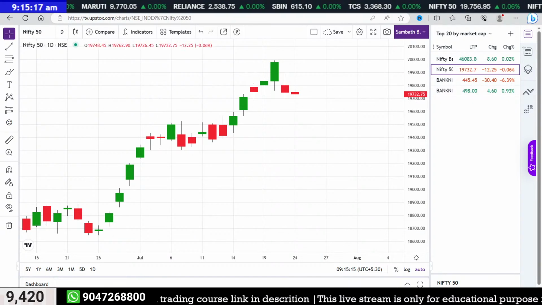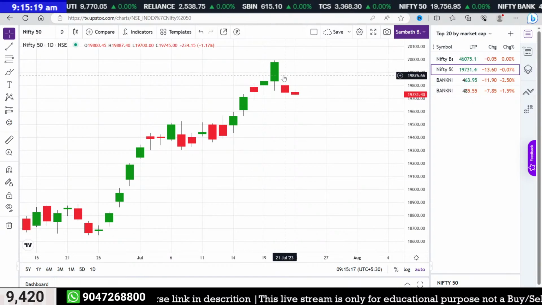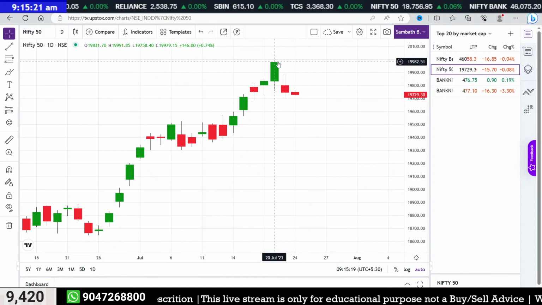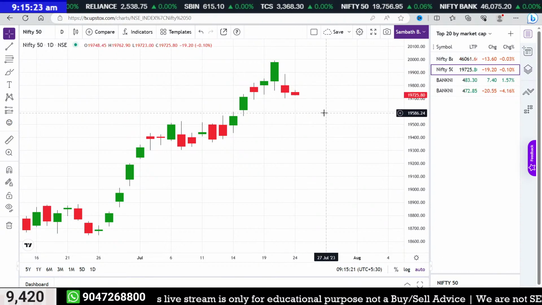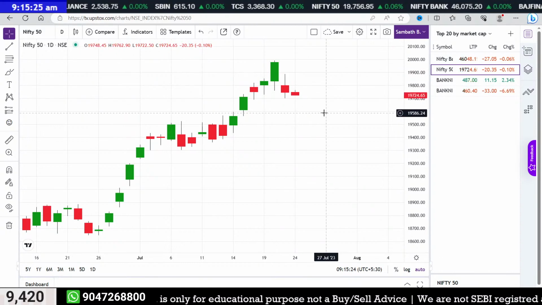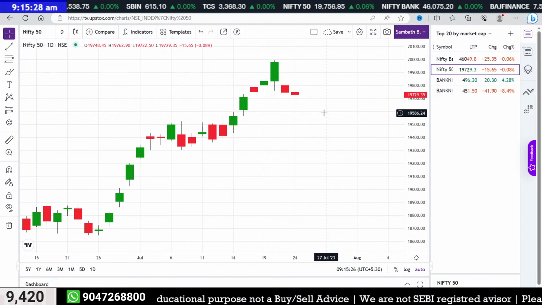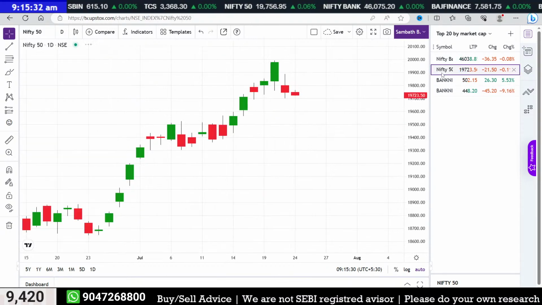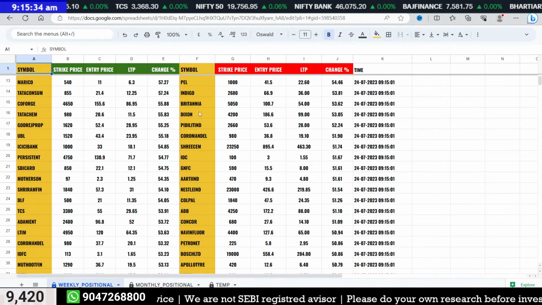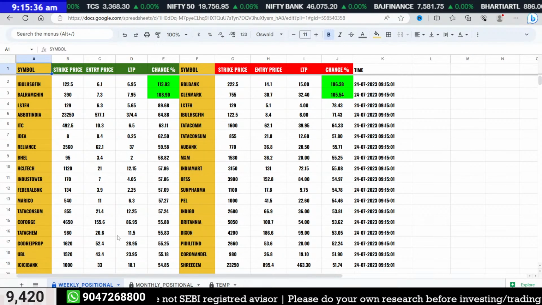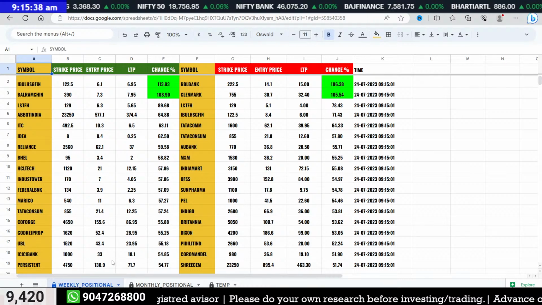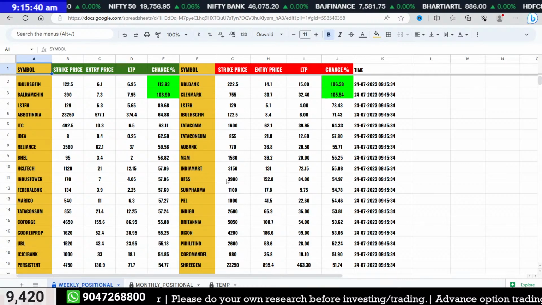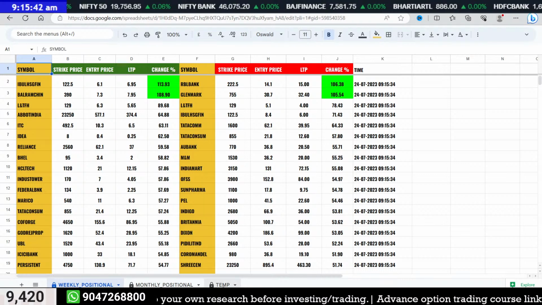It opened inside the previous day's range, and Nifty started at the all-time high. It reversed, and the second consecutive down candle has started. So we have to wait and see whether it continues the downside. If it breaks below the low, we can enter. And this is our positional sheet. Once it is updated, the changes will be there automatically.